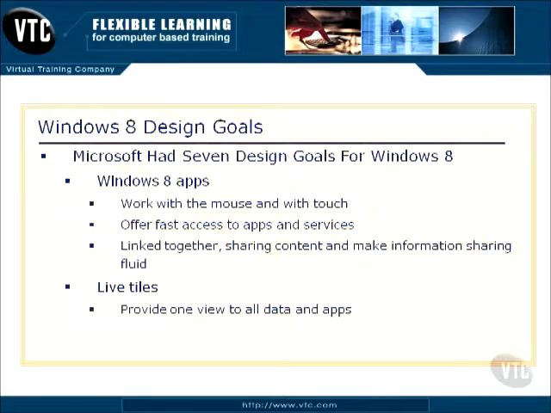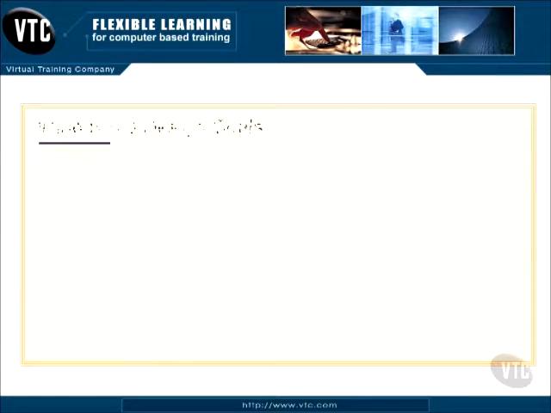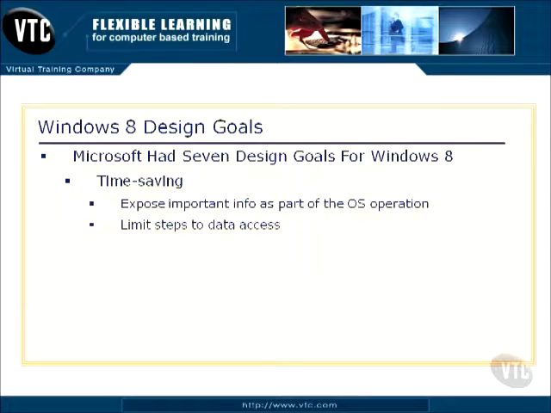Live tiles. We need one view to all of our data and all of our apps, not have to go to 4 different screens or drag or open or click. We need to see it all right there. All the important information that we determine we need needs to be in a single location, and we need to easily personalize that data. Next, the OS has to be time-saving. We want to expose important information as part of the OS operation, not as part of some window you have to chase, as part of something you have to double-click or do a setting on or right-click. And we need to be very limited steps to data access. We need to get at our data really quick.